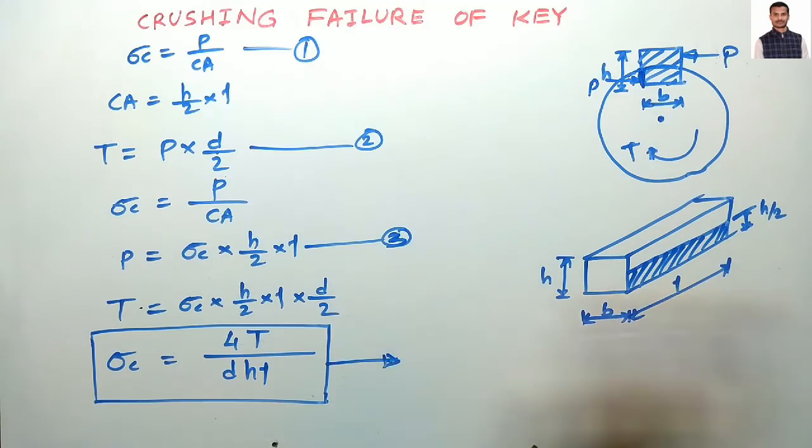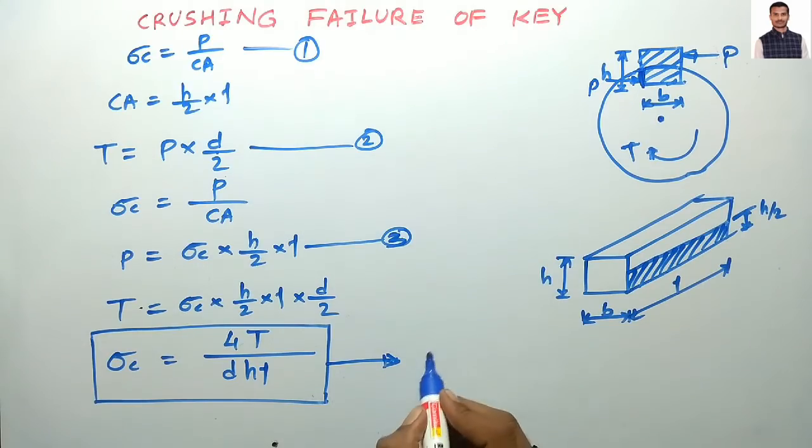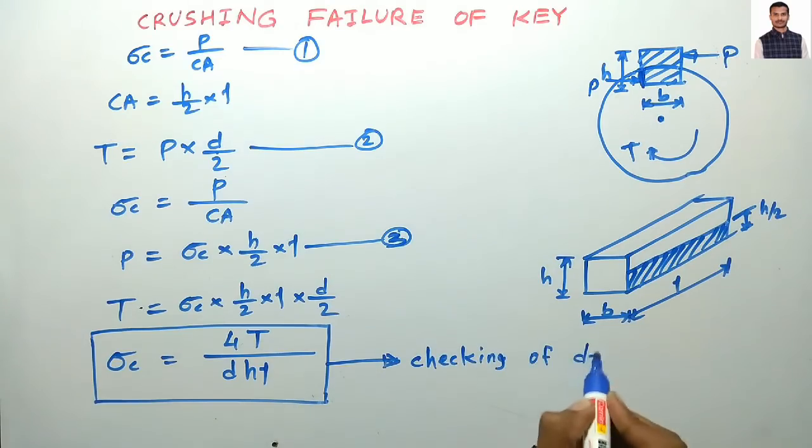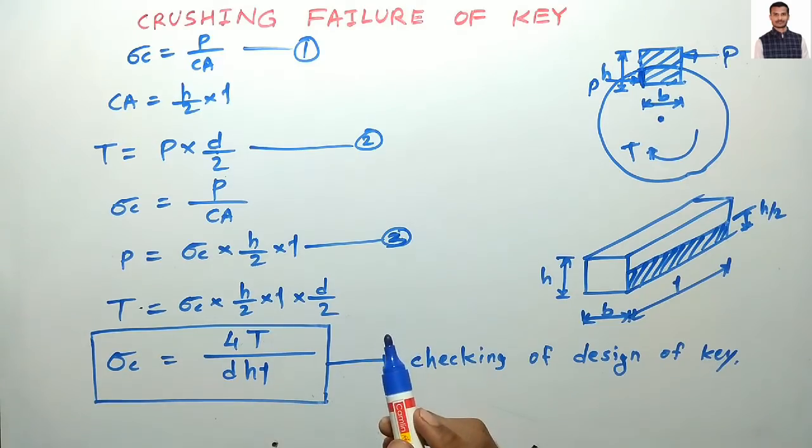So by using this formula, you can check whether the design is safe or not in crushing. So this is used for checking of design of key. This is used for checking purpose. So after designing a key, you can check the design whether it is safe or not by using two formulas. That is the formula for shear stress tau is equal to 2T divided by dBL, and formula for crushing stress is 4T divided by dHL.